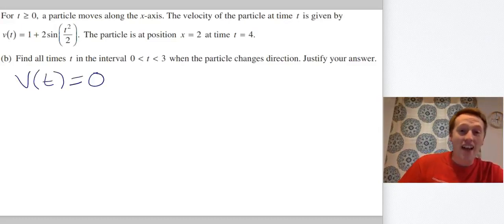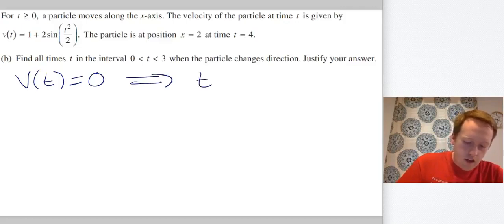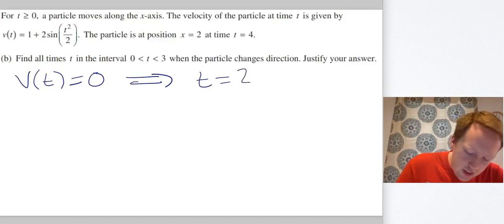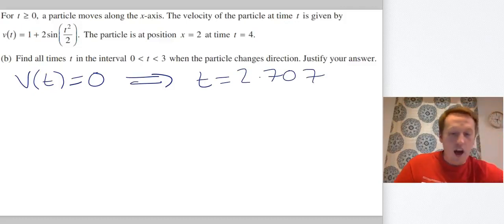I need to find that time, and that's not necessarily when it changes direction, but that is when the object is at rest. It might change direction there. Again, this is the graphing calculator section. So I'm going to graph this, and I'm going to see specifically where it changes direction. That happens when t equals 2.707.